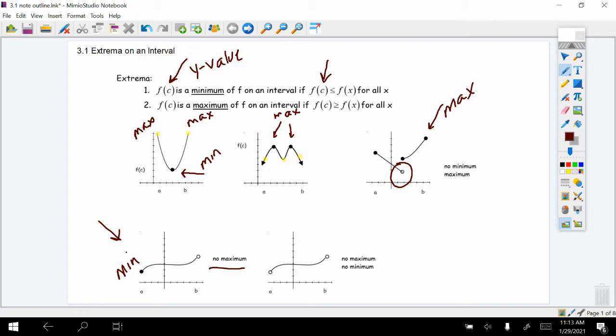And then it's also possible in an interval to actually have neither. You can have no maximum, you can have no minimum, because the points that should be the highest and lowest are not defined. So kind of what your takeaway from this should be is, first of all, maximums and minimums are y values. You can find the x values that create them. You can have more than one max. You can have more than one min. But in order to be an extrema, it has to be a defined point.